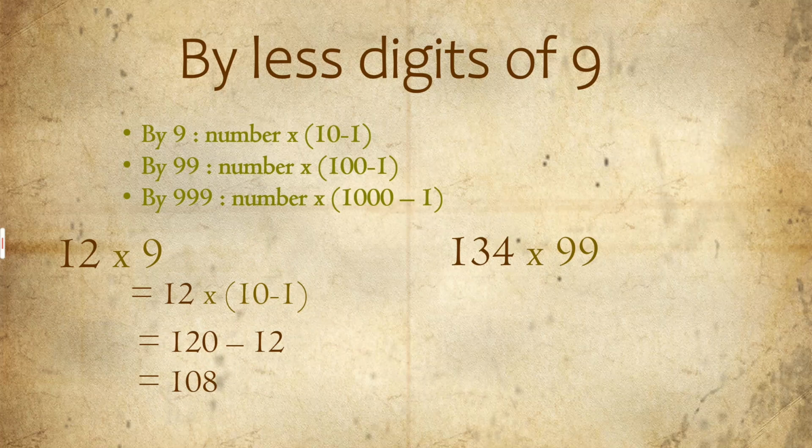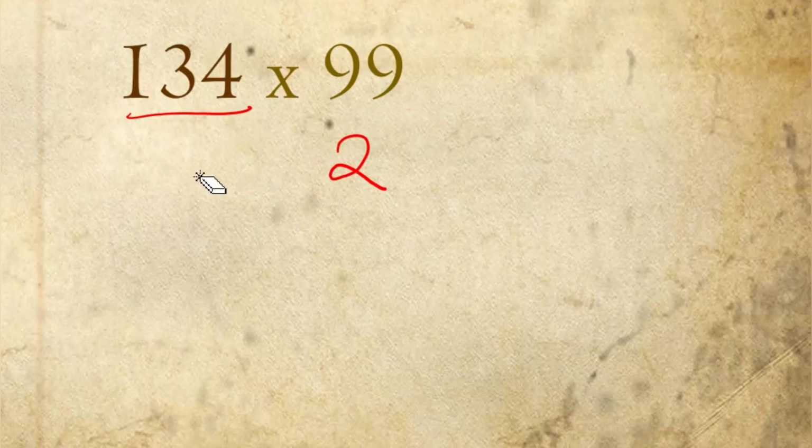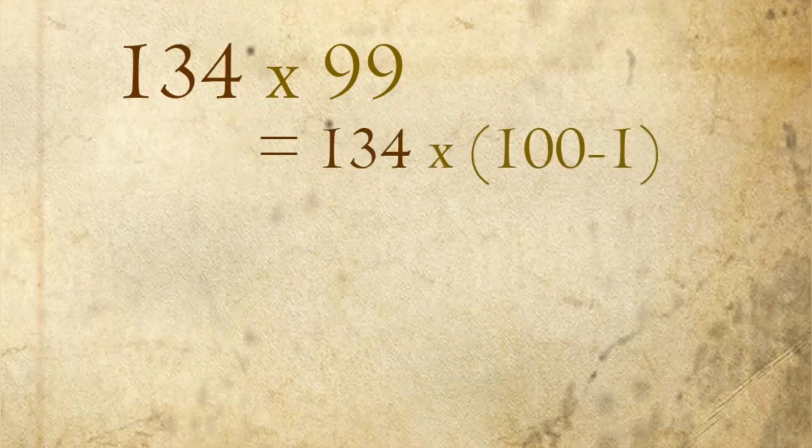Next example is 134 into 99. 134 has 3 digits. 99 has 2. 134 has more digits. On the other hand, 99 has less digits. So we're going to be using the less digits of 9 rule. The rule for 99 is number into 100 minus 1. That is 134 into 100 minus 1.